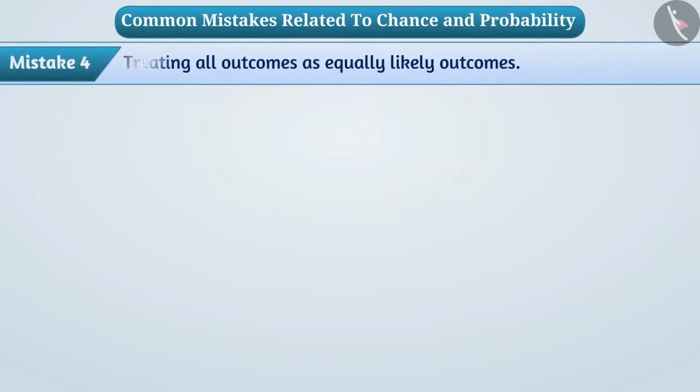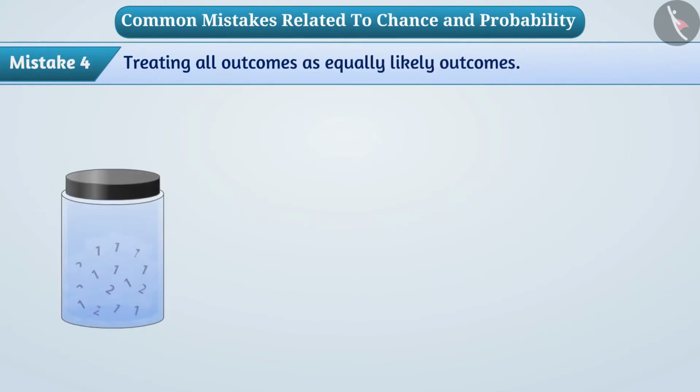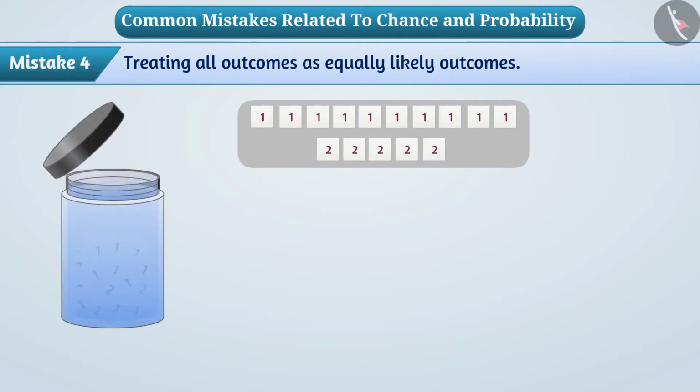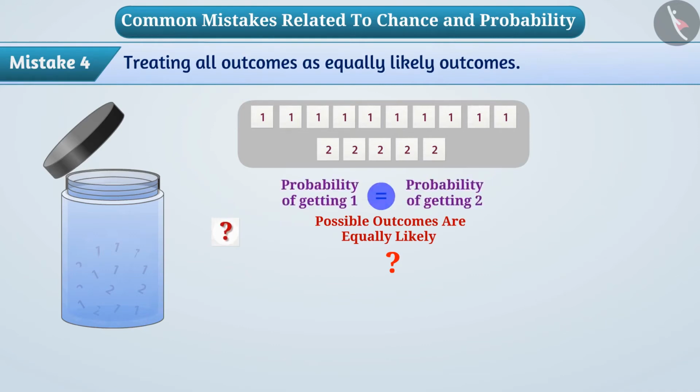Mistake 4. Treating all outcomes as equally likely outcomes. If we tell children that there are 15 slips in a box in which number 1 is written on 10 slips and number 2 is written on 5 slips, if one slip is drawn from all the slips at random, whether the possible outcomes are equally likely? Children think that the number written on the slips is either 1 or 2. Hence, the outcome will be one of these numbers. Therefore, they think that the probability of getting each number is equal, that is, the result is equally likely.